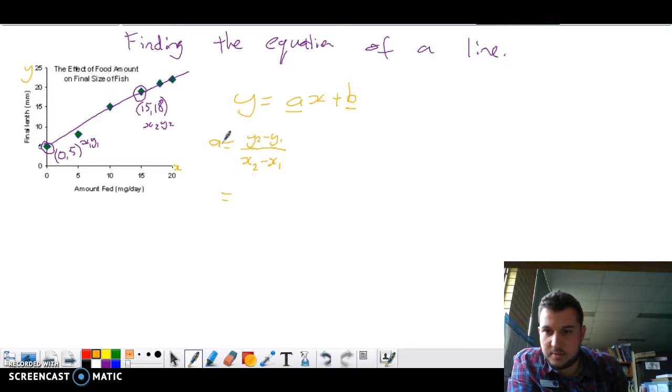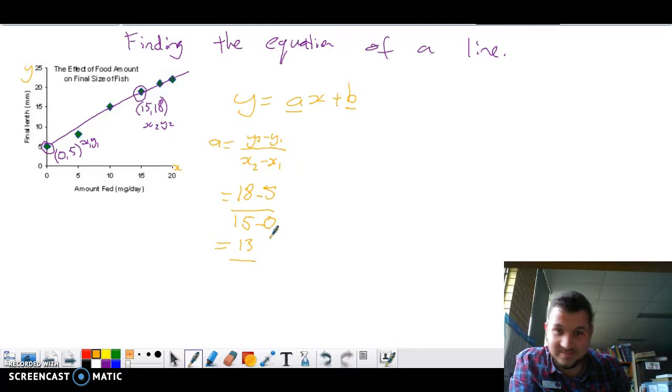So all I've got to do then is substitute in. What was my y2? 18. What was my y1? 5. Over x2, 15, take x1, 0. And we should get, what's that, 18 take 5 is, I don't know why I'm blanking on this, 18 take 5 is 13. Tell me if that's wrong. And 15 take 0 is 15. So we've got 13 divided by 15.